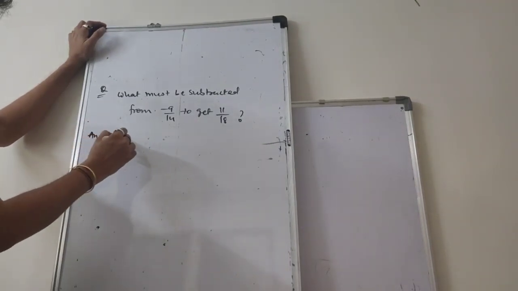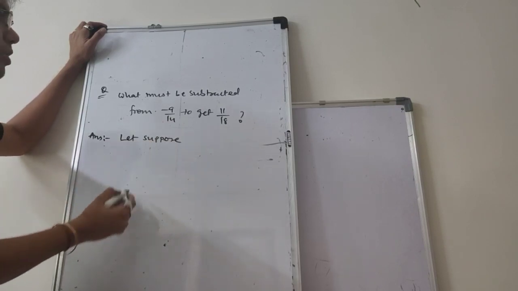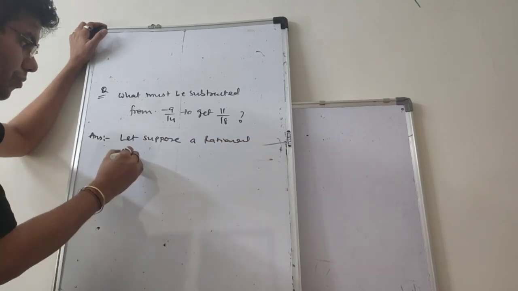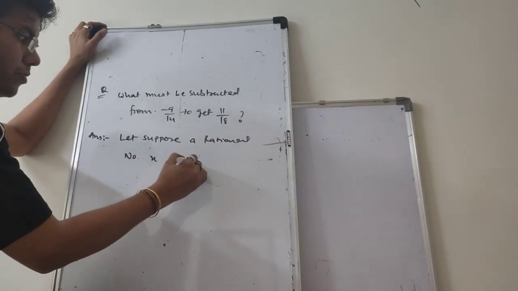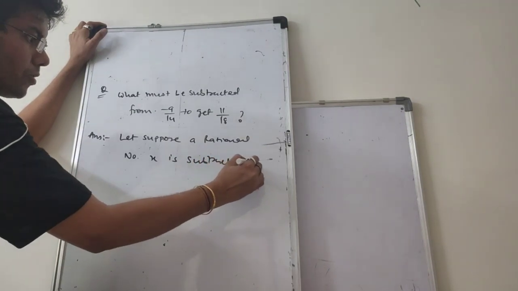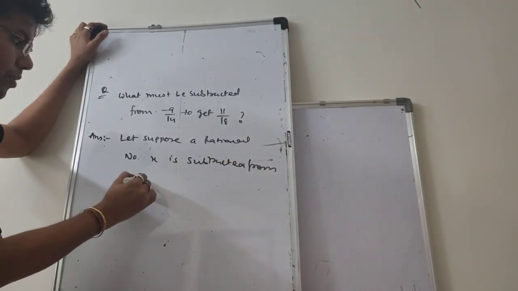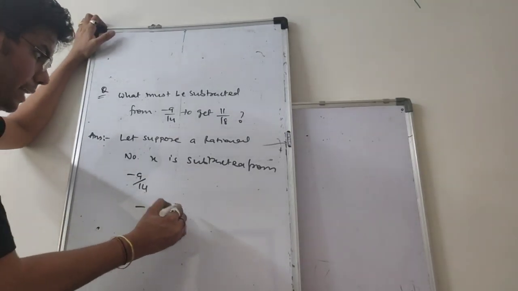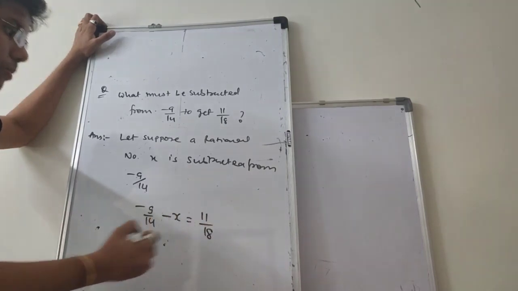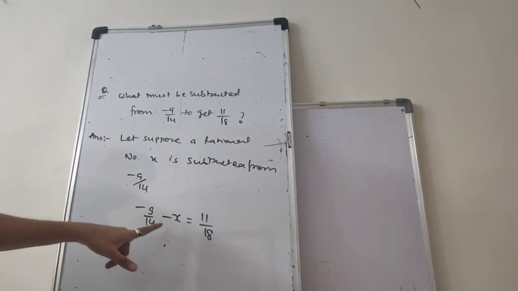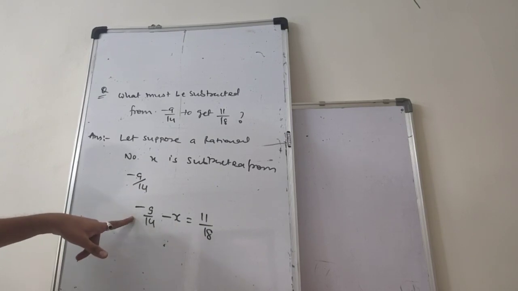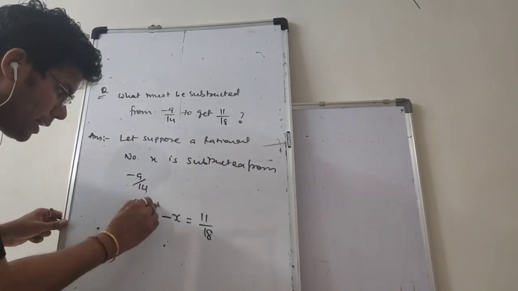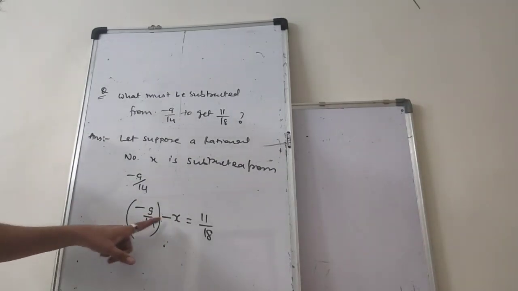Let's suppose a rational number x is subtracted from minus 9 by 14. So minus 9 by 14 minus x is equals to 11 by 18. Question is what should you subtract from minus 9 by 14 to get 11 by 18? तो इस नंबर में से आपको क्या एलिमिनेट करना है? x को एक्सट्रैक्ट करना है.